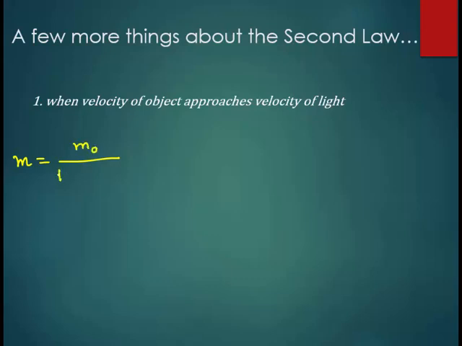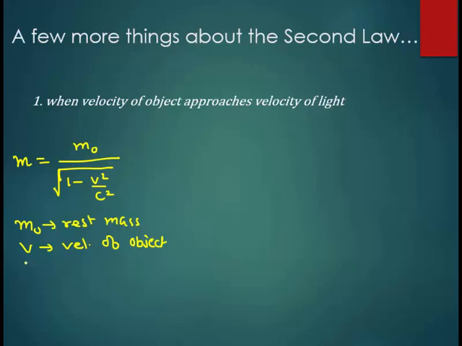m0 divided by the square root of 1 minus v square by c square, where m0 is the rest mass, that is the mass when the object is at rest. V is the velocity of the object. C is the velocity of light, 3 into 10 raised to 8 meters per second. So the mass of an object depends upon its velocity, and it is given by this particular equation.